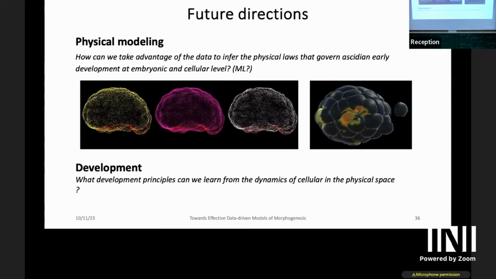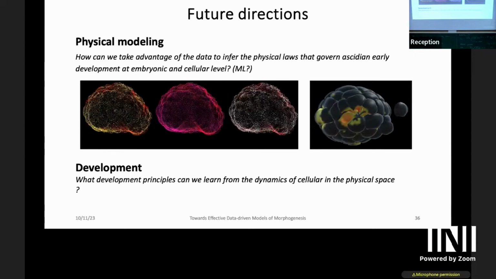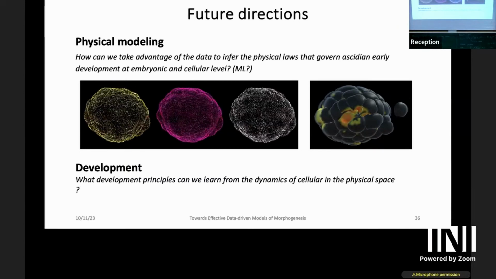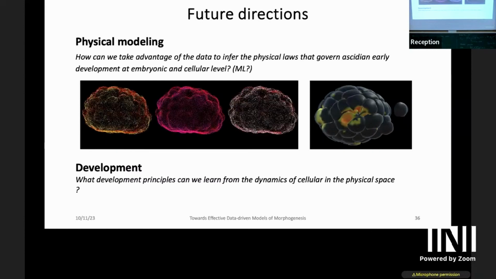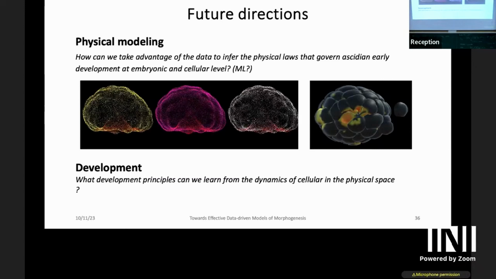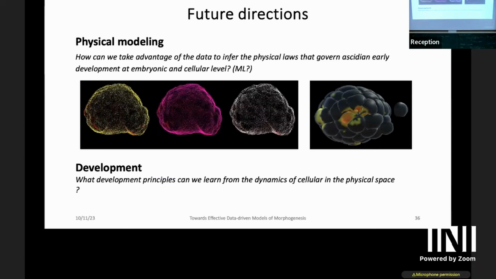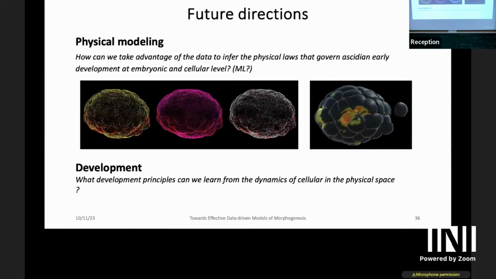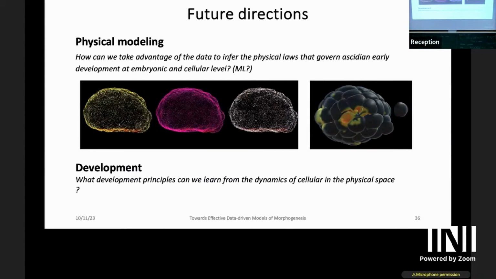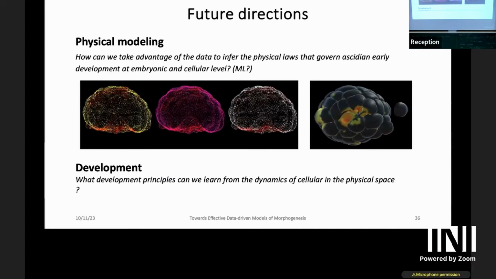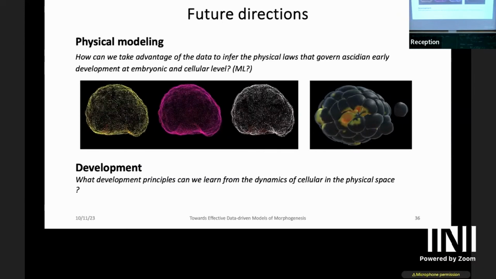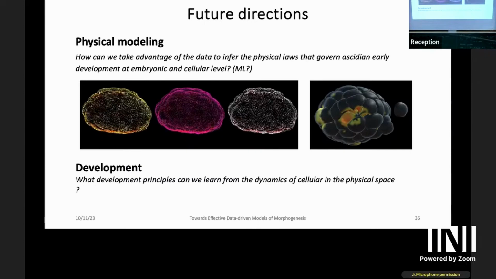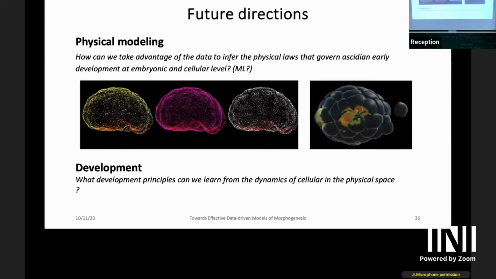How can you use this data to model morphogenesis? How can we learn, for example, the constitutive laws of this active matter? And what can we learn about development from looking at cells purely from their physical space? That's what I want to talk about today. I hope it was interesting. We're going to do an elastic model like the previous one with this data. But because we have a lot of data here, the evolution through time, maybe we can go a little bit further.